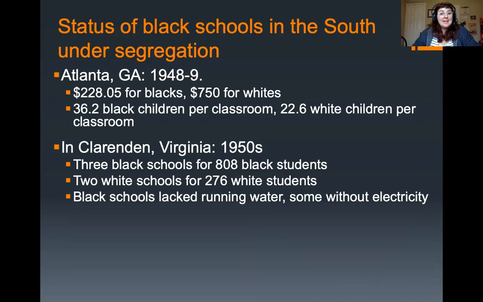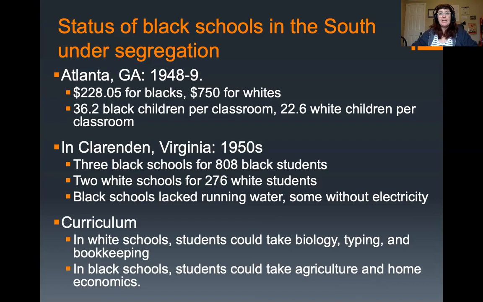More examples in Clarendon, Virginia in the 1950s. There were 3 Black schools for 808 Black students versus the 2 white schools for 276 students. And most Black schools, especially in the South, were very poor. They didn't have running water. There were some without electricity. A lot of them were one-room schoolhouses, right? It was not a great time.